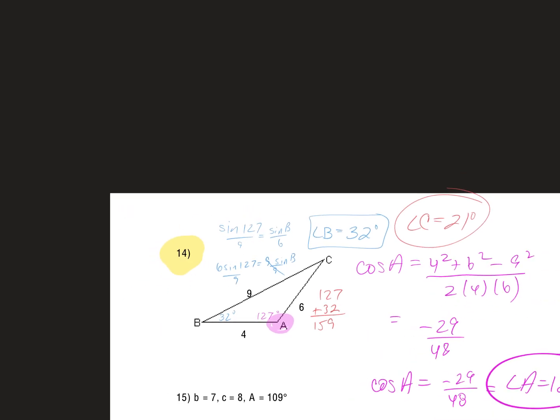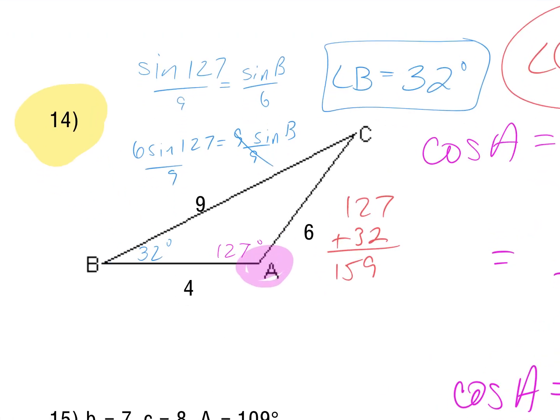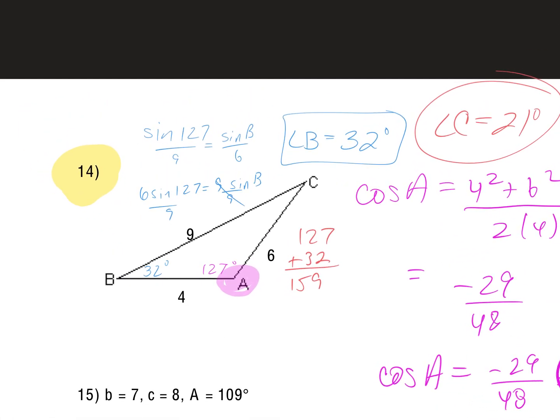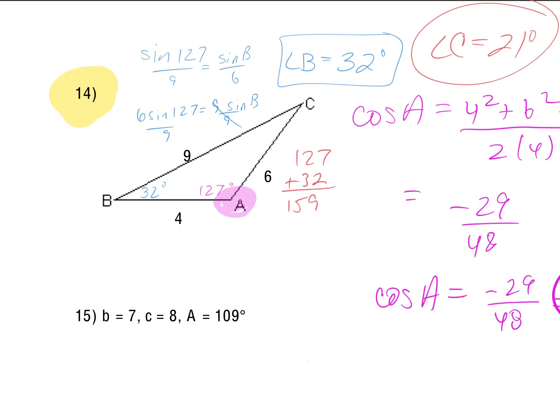Now again, take inventory. Is the smallest angle across from the smallest side? Yes. Is the biggest angle across from the biggest side? Yes. So you're good. All right, last one. We have 3 minutes. We can do it.